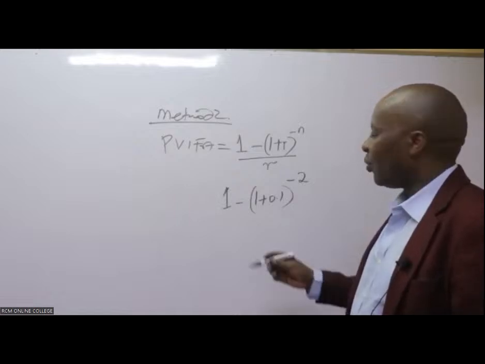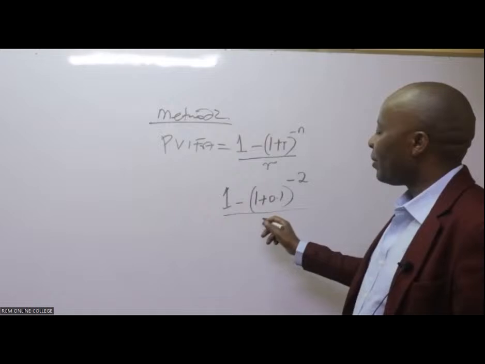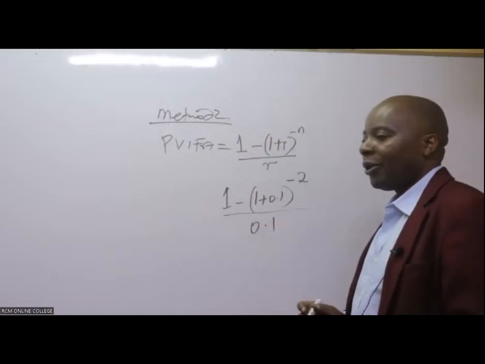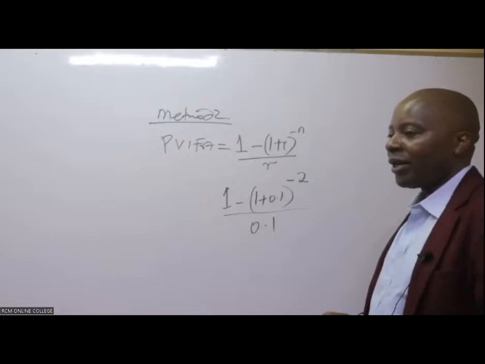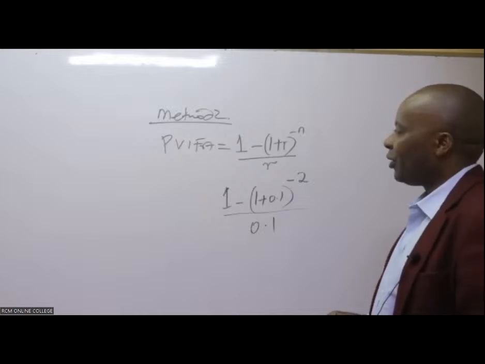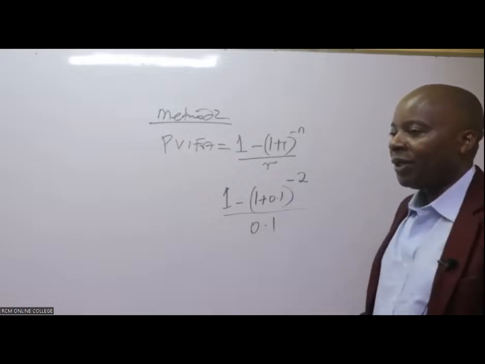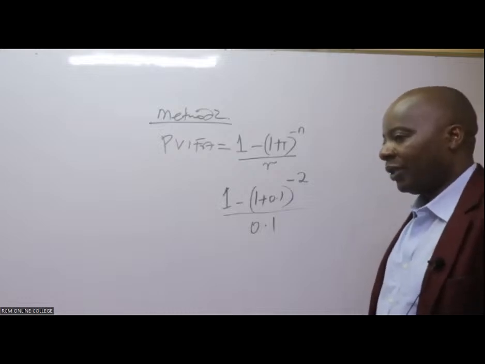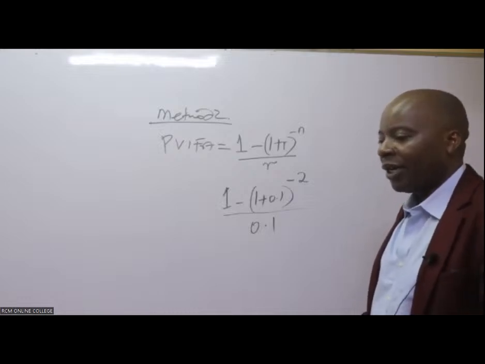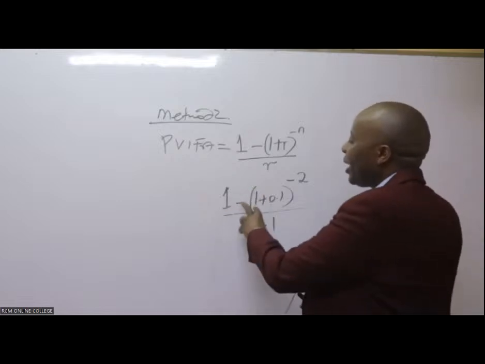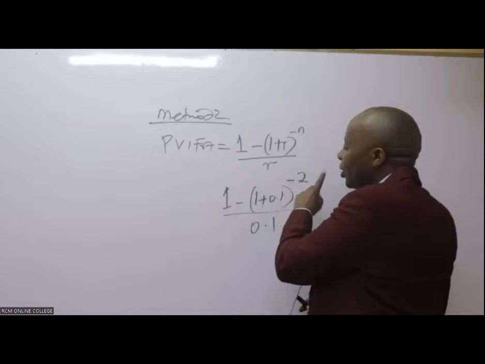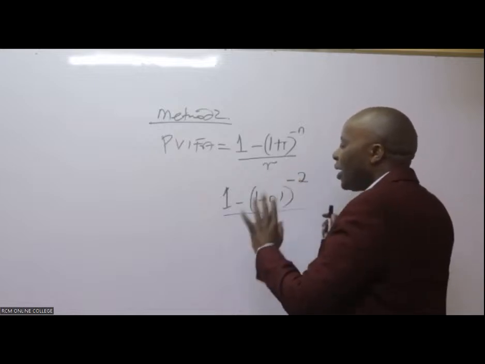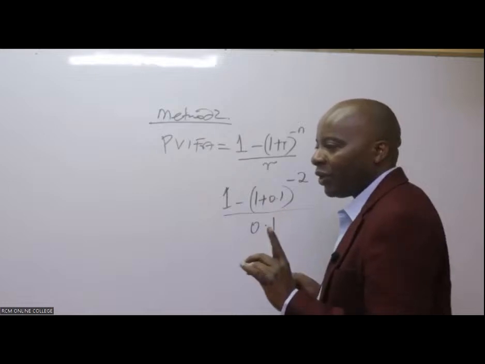And then whatever we get, we shall divide by R, which is 0.1. So, ladies and gentlemen, are you able to give me this PVFA? From your calculator, you say 1 minus, open bracket, 1 plus 0.1, you close. You say raised to minus 2. You say equals. Whatever you get, you divide by 0.1.